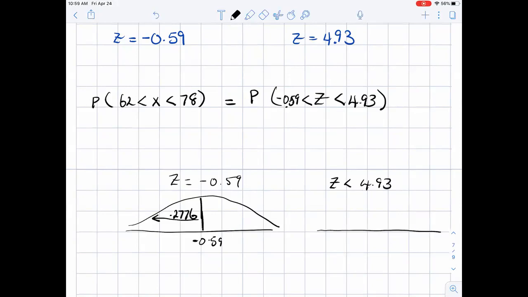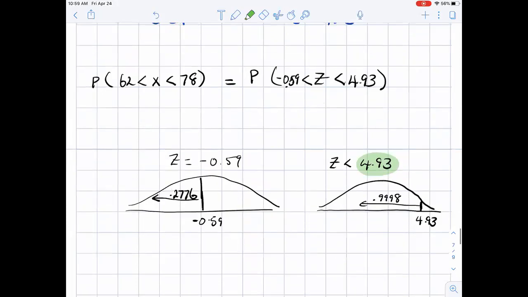Anything on your table bigger than 3.49 is 0.9998. So when you look up 4.93, you get 0.9998. So anytime this value is bigger than 3.49 or 3.5, the answer will always be 0.9998.